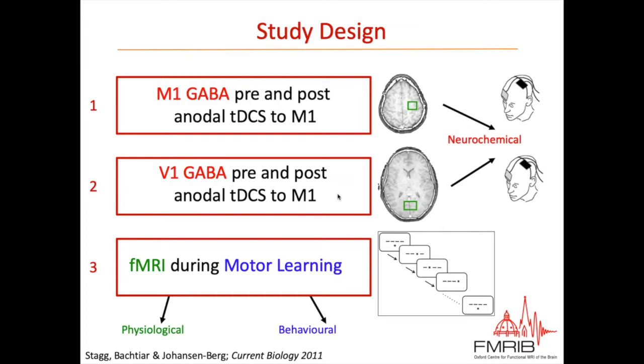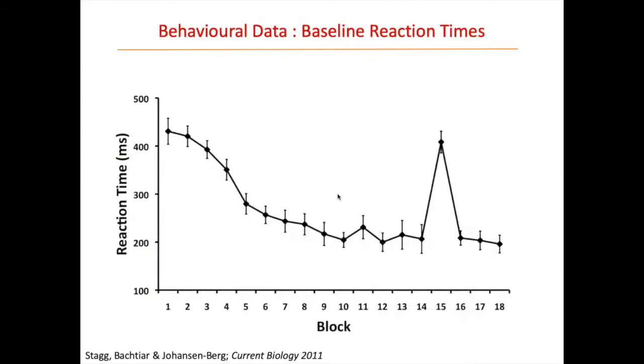Okay. And it also allows us to ask two related questions. One, is it GABA decreases that are important in learning? But also, are tDCS and learning acting on the same circuits? And if they are, at least at some level, then that might give us a mechanism for how brain stimulation works.